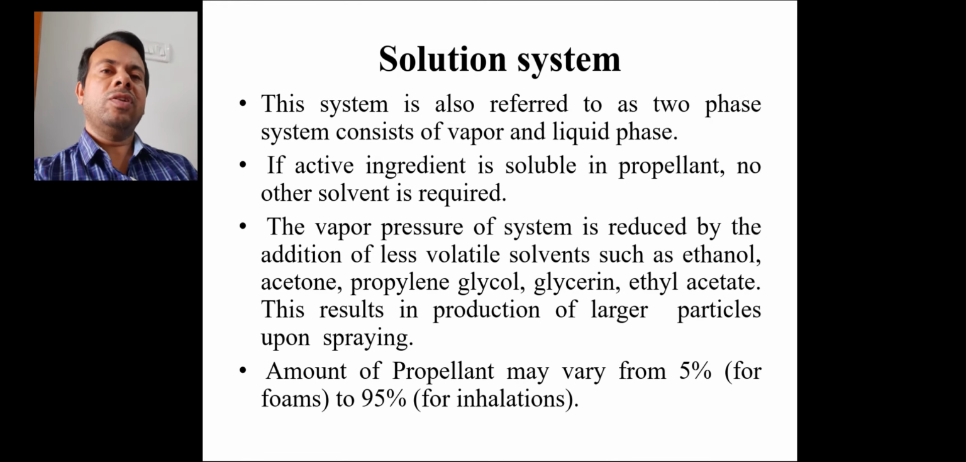Now solution system. This system is also known as two-phase system, consisting of vapor phase and liquid phase. If the active ingredient, that is API, is soluble in propellant, no other solvent is required. The vapor pressure of the system is reduced by the addition of less volatile component like ethanol, acetone, propylene glycol, glycerin, ethyl acetate, etc. This results in production of larger particles upon spraying.